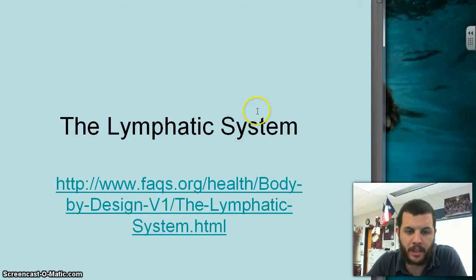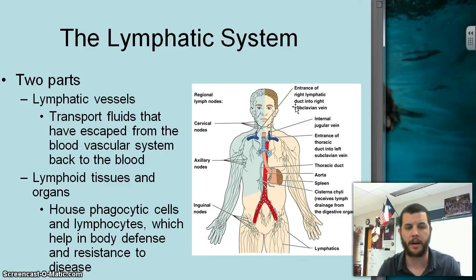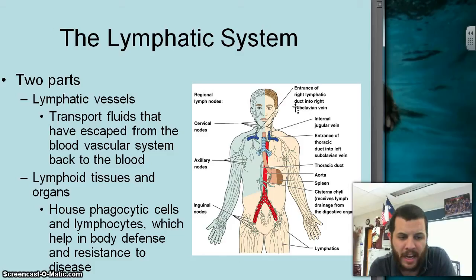All right, folks, let's take a look at the lymphatic system. We're going to break this down into its two parts. You've got lymphatic vessels, and you've got lymphoid tissues and organs. Okay, the lymphatic vessels are going to transport fluids which have escaped from our vascular system. It's going to transport that stuff back into the blood, specifically back to the heart.